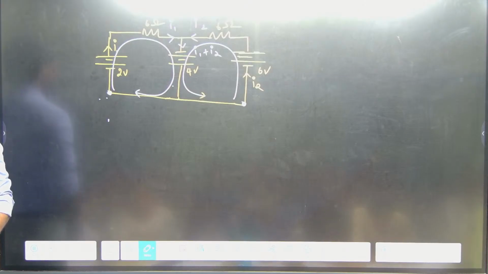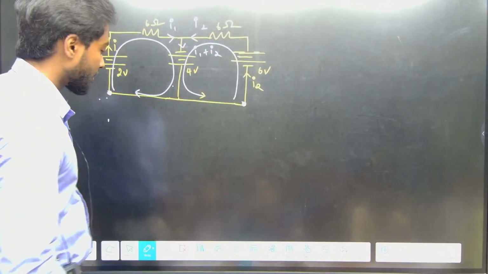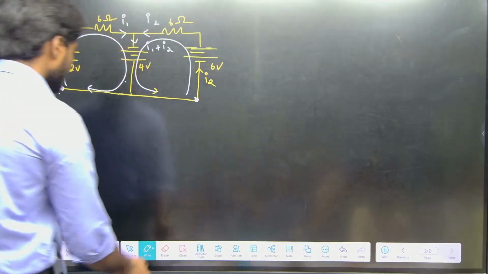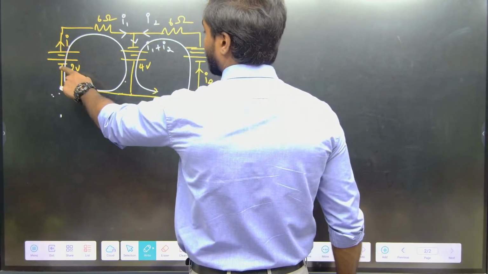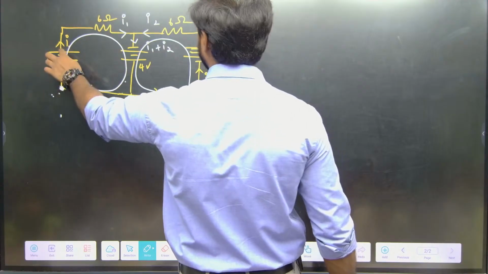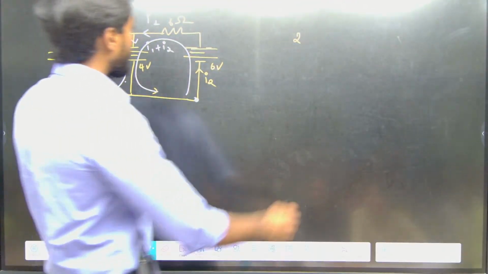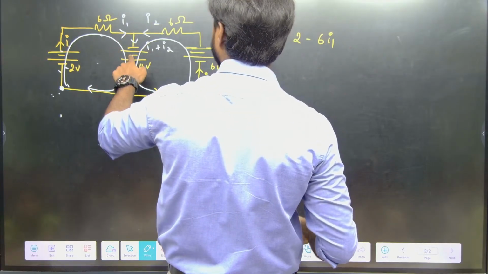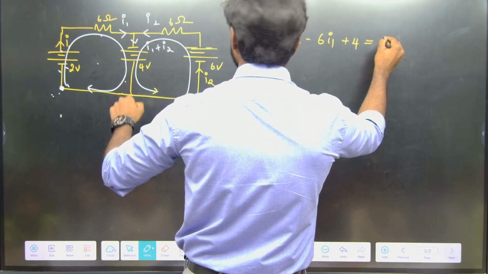Completed. Okay, listen here. So I have started from this point and going in this direction. So plus 2, minus, minus 2, plus, I am going, no. So which means 2. Then in the direction of the current, so minus 6 I1, and this one again is plus 4 equals to 0.